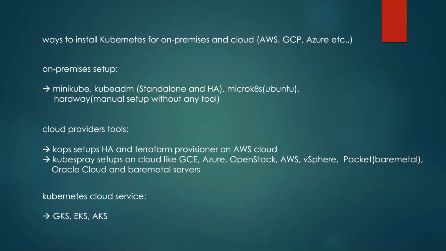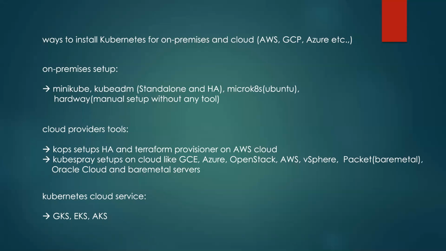For Ubuntu, the Ubuntu community has built their own tool. If you install Ubuntu operating system 18.04 plus, like 20.04 as well, they provide a built-in tool called MicroK8s, where you can set up a standalone Kubernetes cluster. That's the reason I have categorized these as on-premises setup, because we are not relying on any cloud providers. If you are relying on a cloud provider, it is called a cloud setup, obviously.